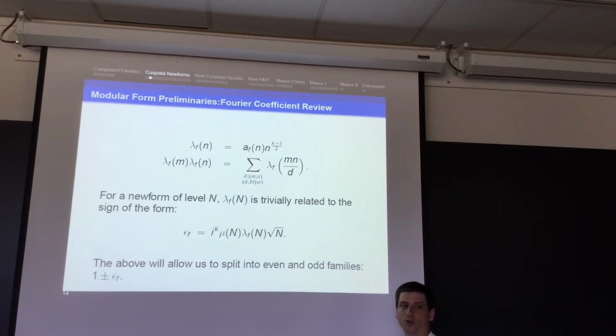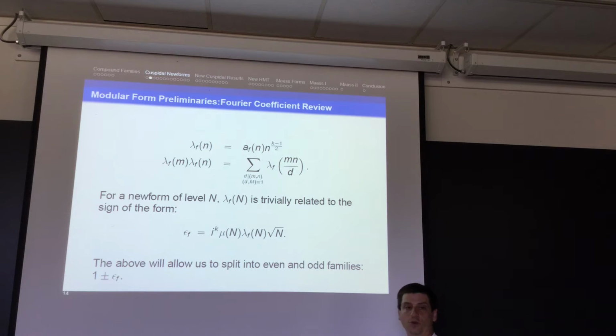So it turns out that the Fourier coefficients have a lot of nice properties. There's two different ways to normalize. You can normalize so that the Petersson norm, when you integrate over the fundamental domain, is 1, or you could normalize so that the first coefficient is 1. Depending on what you're doing, one normalization is better than the other. I like to normalize so that the first coefficient is 1, because then you get this beautiful multiplicative property. Lambda f(m) lambda f(n) is the sum over d dividing the GCD of m and n of lambda f(mn/d^2).